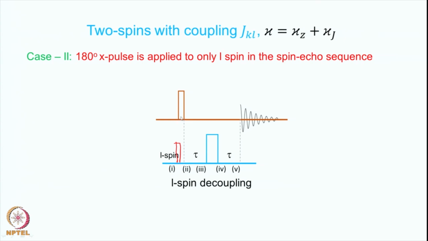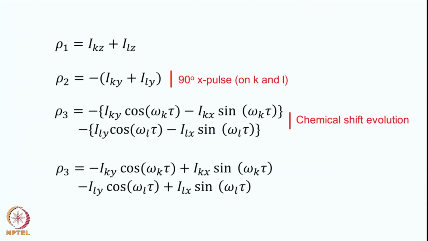We could have done this experiment this way as well, in which case of course we apply the pulse only to the K spin. We need not calculate the evolution of the L spin magnetization here, because the L spin magnetization does not exist here. So if you have this pulse also, then we have generated both, then we can have the evolution of the L spin as well going on. So therefore both are correct, you can choose whichever way you want to do it.